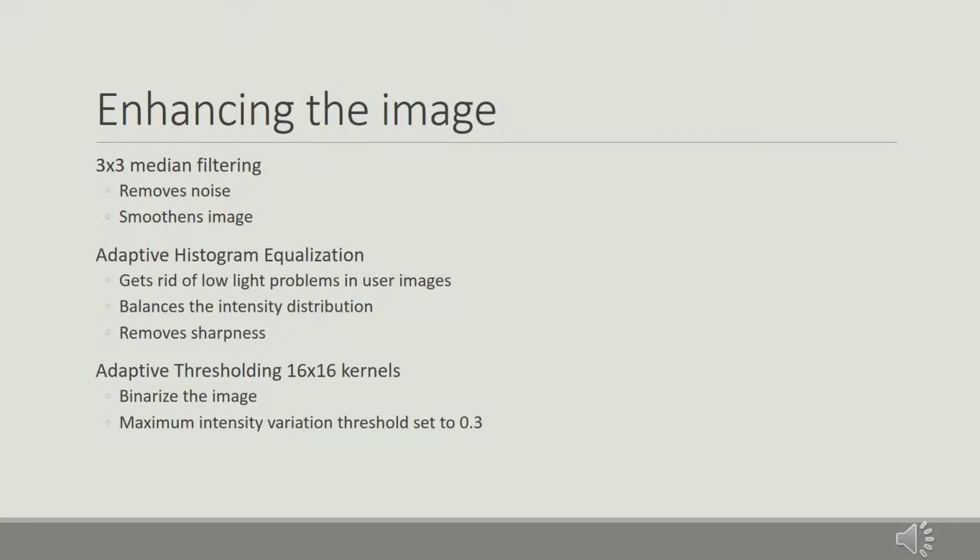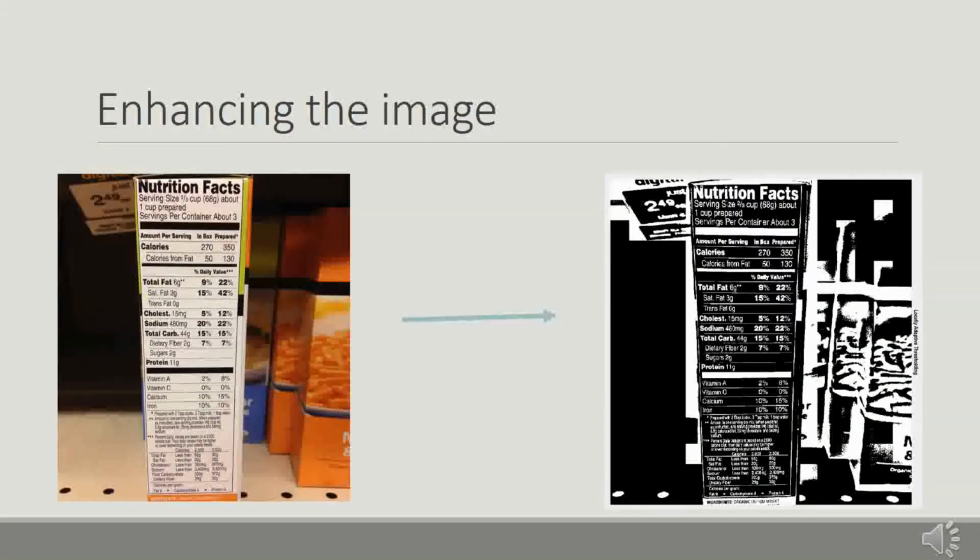And since for the further processing we need a binarized image, we do adaptive thresholding on 16 cross 16 kernels, and we set those areas where the intensity variation is less than 0.3 to dark, and more than that we set to white. So here is the first checkpoint after the enhancement stage. This is the output that we have. Our image now is basically a binary image, and as you can see quite clearly, all the nutrition facts are highlighted. So we are going on the right path.